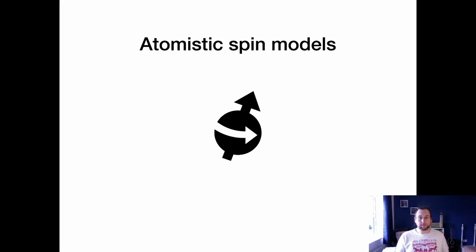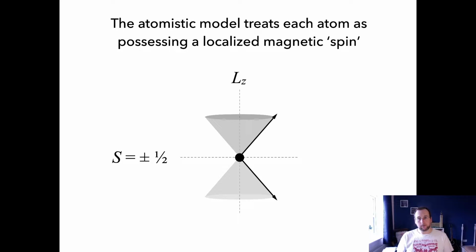Okay, so atomistic spin models. How do you go about understanding what they are? The fundamental approximation in an atomistic spin model is that you have a localized magnetic spin. In a magnetic material, you have quantum mechanical spins which precess around some quantization direction, in this case Z, where you have a magnetic angular momentum associated with that spin.